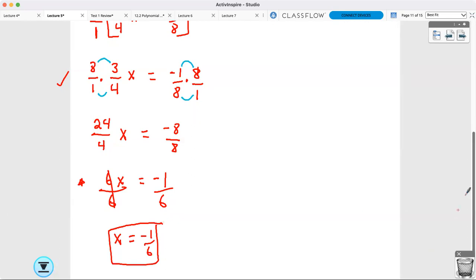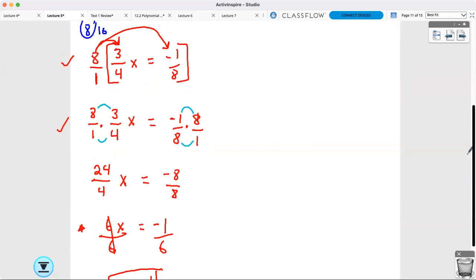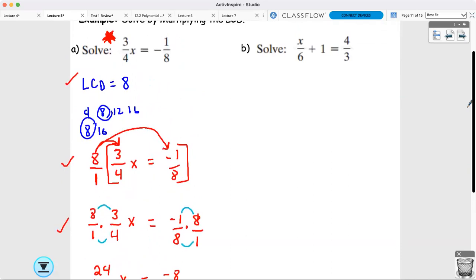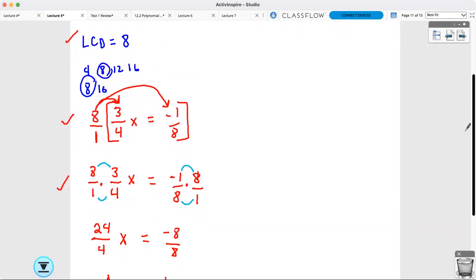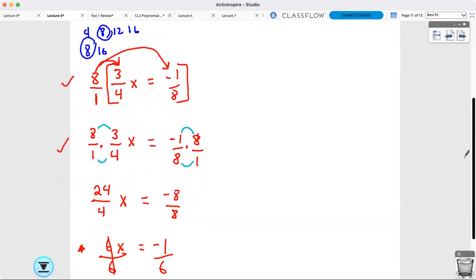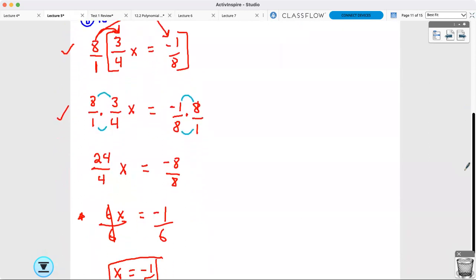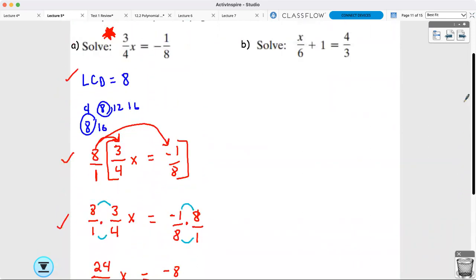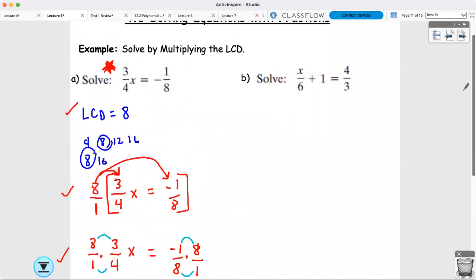What questions do we have on this first example here? Any questions on finding the LCD? Any questions on the distribution? Any questions on multiplying fractions or dividing? Okay, let's go ahead and take a look at B.